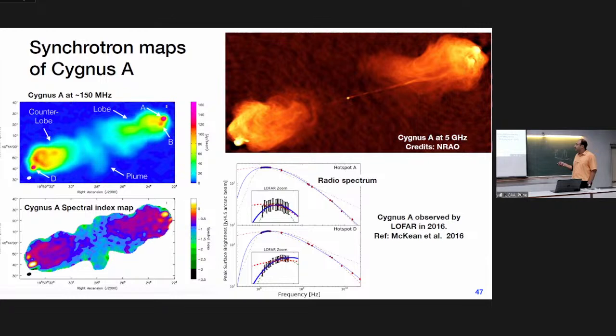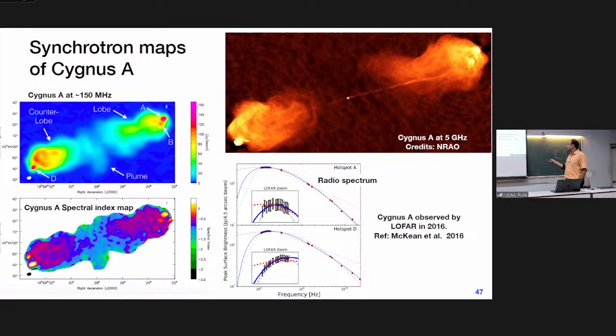At 150 megahertz, this is from LOFAR, one of the largest radio telescopes now, in Europe. You can see this structure here. Why? Because these are less energetic electrons, they are cooling down slowly, and they're still giving out synchrotron radiation. If the electrons cool down, then you cannot see any radiation from them because their energy will decrease and they become non-relativistic. So this is the spectral index map and this is the spectrum.